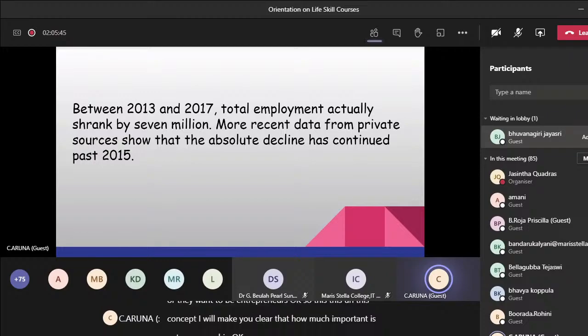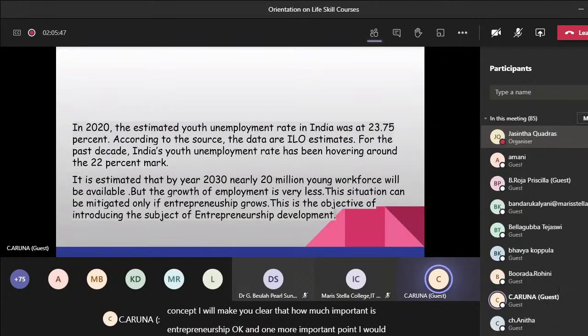Okay, and one more important point I would like you to reinforce: by 2020, the estimated youth unemployment rate in India will be at 23.75%. Keep aside these statistics.